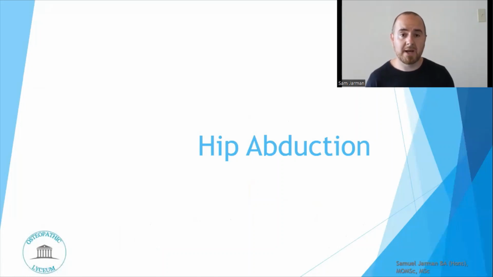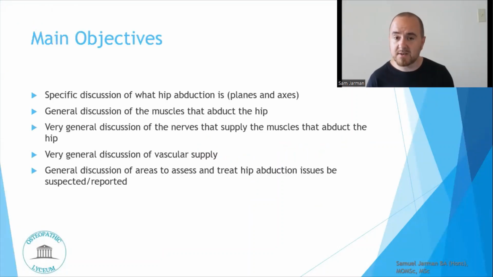Continuing on looking at motion as our central point in our network of meaning, or in our semantic network, with respect to understanding anatomy, we're looking at hip abduction. As is consistent, our objectives are to have a discussion of what hip abduction is with respect to planes and axes, a very general discussion of the muscles that perform this motion, a general discussion of the neurovascular bundle, and a general discussion of areas to assess and treat should hip abduction issues be suspected or reported.